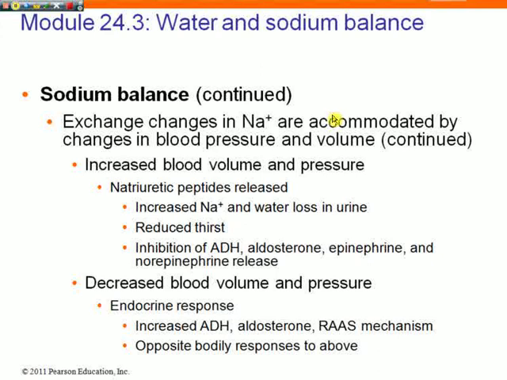Now, if you have a decreased blood volume and pressure, you get an endocrine response, which is going to increase ADH, increase antidiuretic hormone, increase aldosterone release, increase in the RAAS mechanism, or RAS, renin-angiotensin-aldosterone secretion mechanism. And these result in body responses opposite to that of the above.